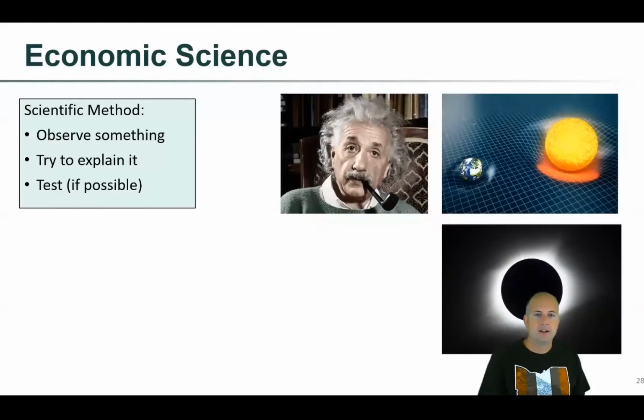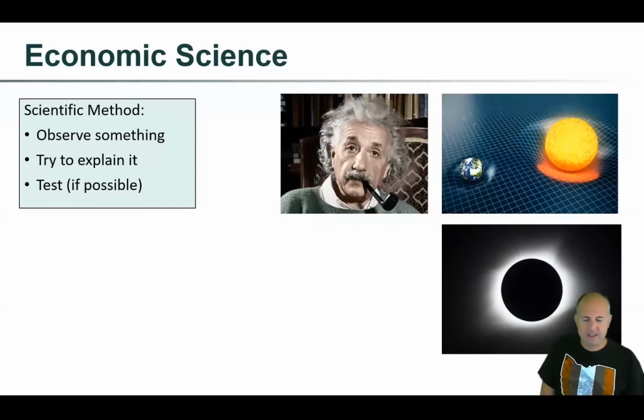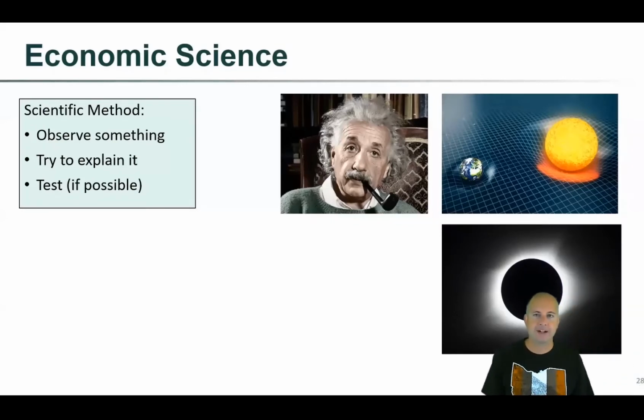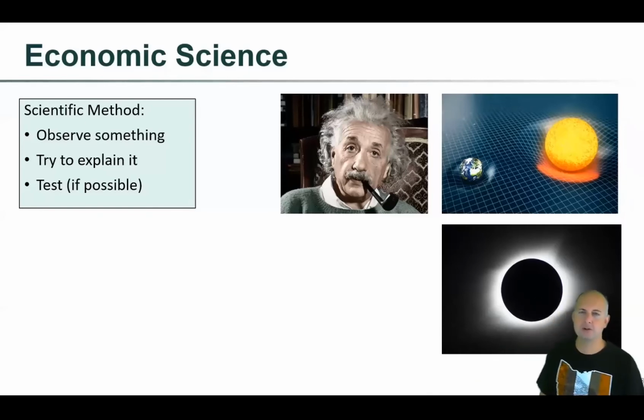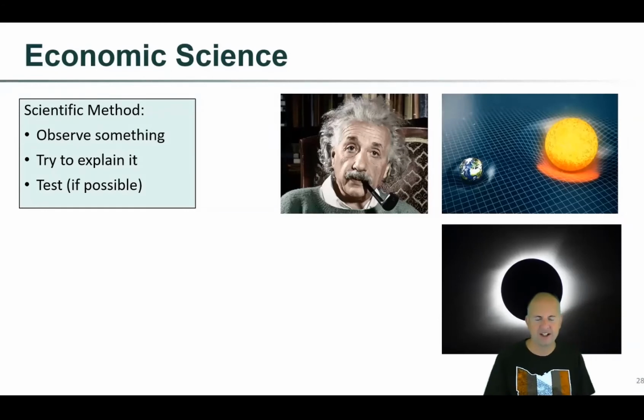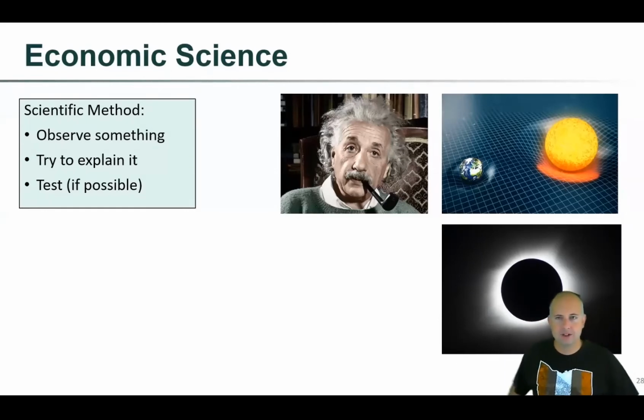The next thing I want to talk about is economics as a science. Economics is in the School of Social Sciences at MSU, and here's why. Here's what we think about with the scientific method: you observe something, you try to explain it, and then you test it if possible.